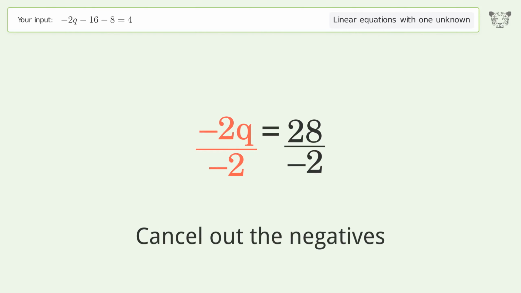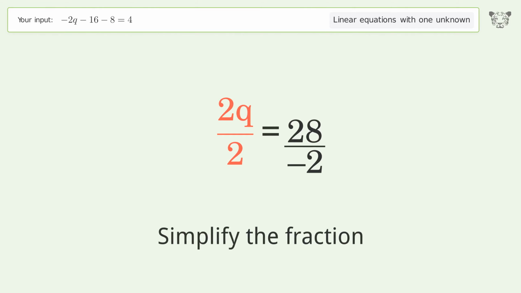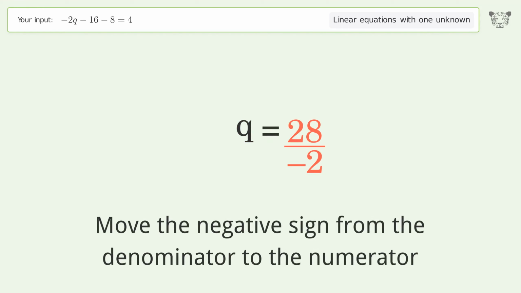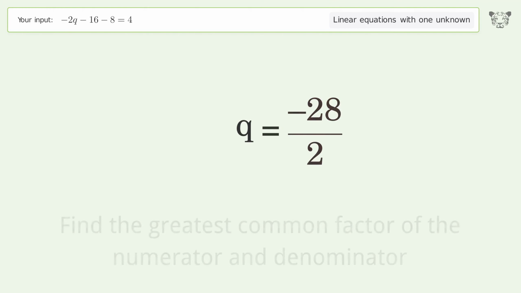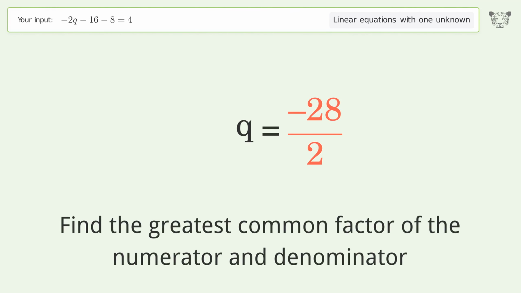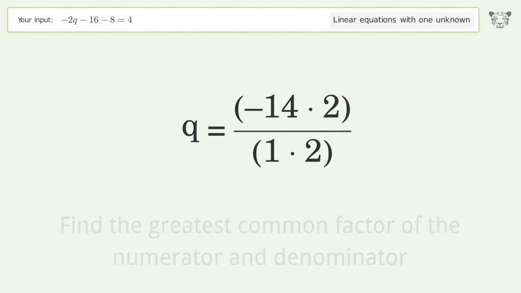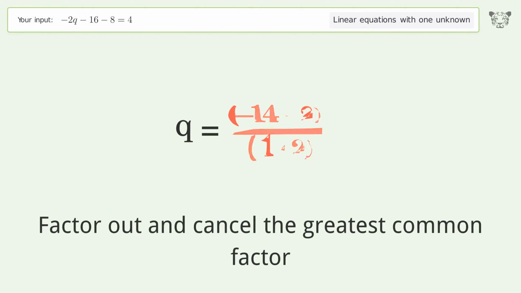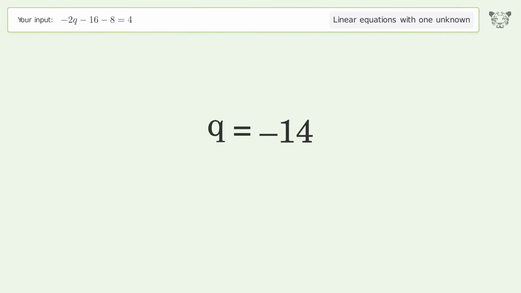Cancel out the negatives. Simplify the fraction. Move the negative sign from the denominator to the numerator. Find the greatest common factor of the numerator and denominator. Factor out and cancel the greatest common factor. And so the final result is q equals -14.